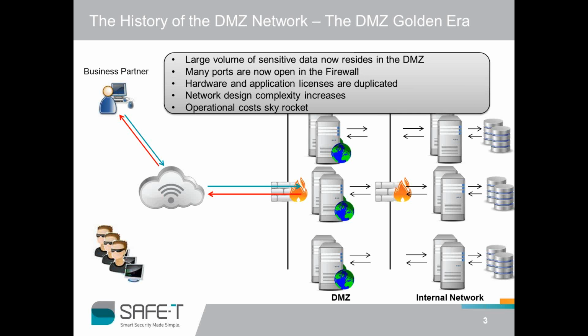What we find in DMZ networks today is a large volume of sensitive data that now resides in the DMZ. There are many ports open in the firewall to allow each one of the applications in the DMZ to access the internal network and get up-to-date information. We find hardware and application license duplication between the internal network and the DMZ. Network designs are becoming extremely complicated, and the operational costs are very high.